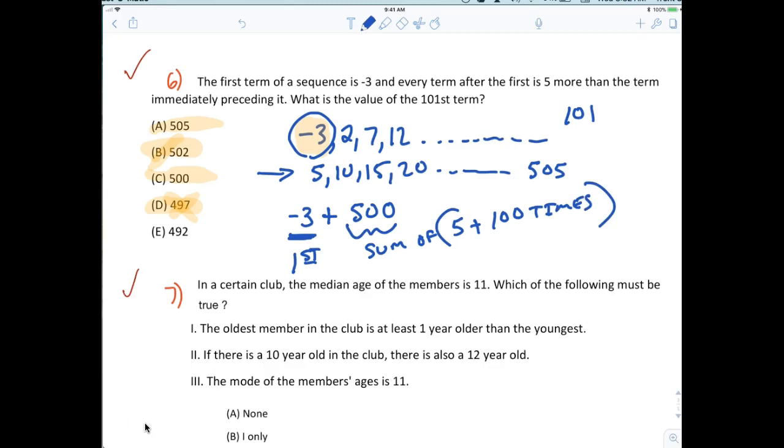Everybody agree with what I'm saying now? So if the sum of the first 100 is 500, and the first term is -3, then you end up at 497. All right, yes.